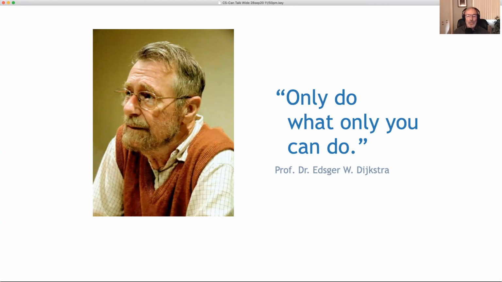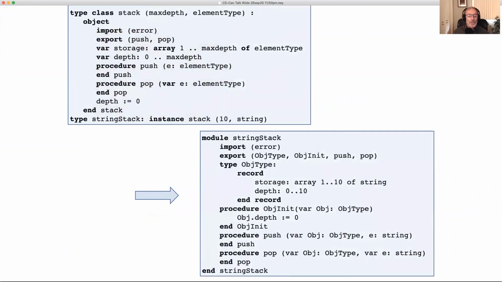So we started to explore that idea and said, well, if we can't sell this idea, if we can't publish the idea of TXL, maybe we can do things with it that we can publish. We're going to only do what only we can do. So we started doing things like this.